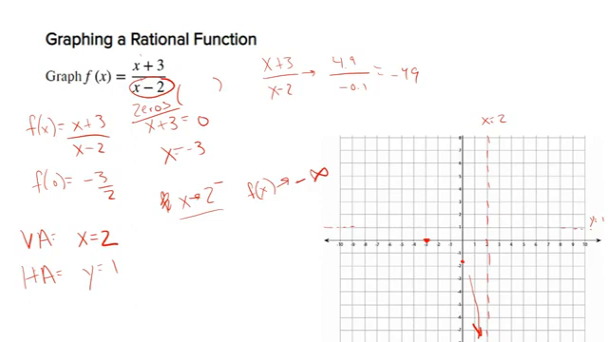From the right, we do the same thing, just with a value greater than 2, so 2.1. 2.1 plus 3 over 2.1 minus 2, 5.1 over 0.1, which is just positive 51. So from the right, this function approaches positive infinity.